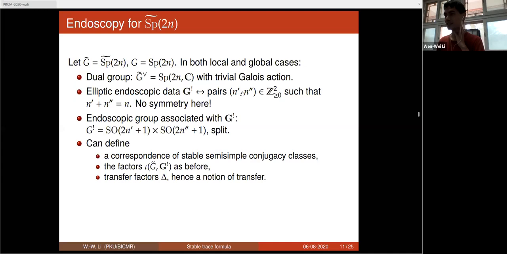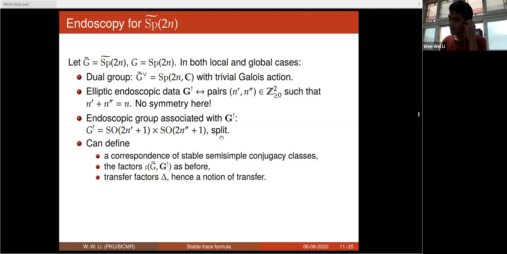Anyway, there are some reasons to make this definition. Elliptic endoscopic data are parameterized by pairs N', N'' with sum equal to N, and there are no symmetries. Let's denote endoscopic data here by G-shriek, not G prime, because the prime is used here, so I cannot use prime anymore. So attached to the boldface G-shriek, the endoscopic group is just two copies of a split SO2N+1.